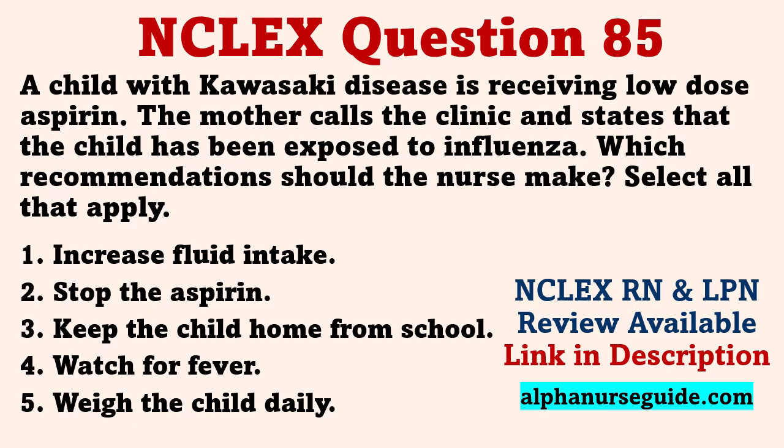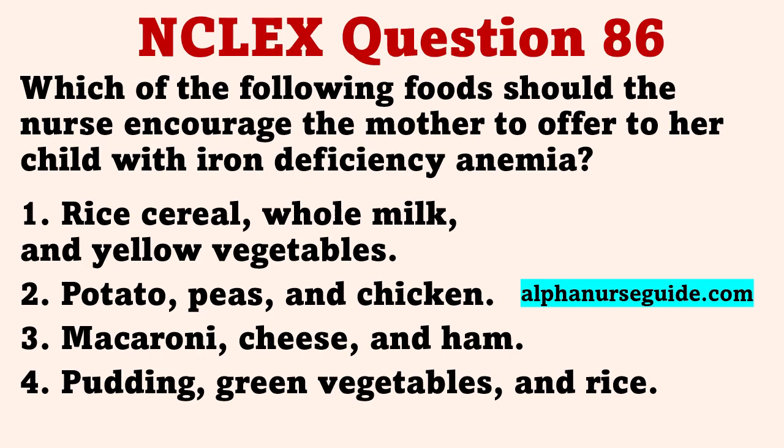Which of the following foods should the nurse encourage the mother to offer to her child with iron deficiency anemia? 1. Rice cereal, whole milk, and yellow vegetables. 2. Potato, peas, and chicken. 3. Macaroni, cheese, and ham. 4. Pudding, green vegetables, and rice.